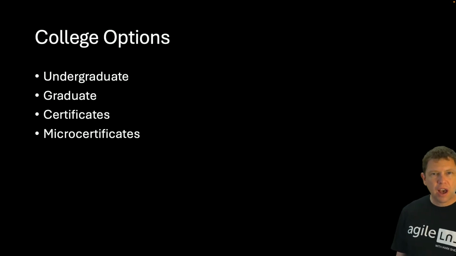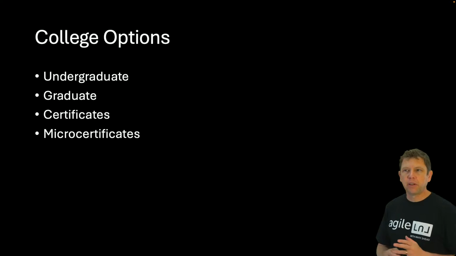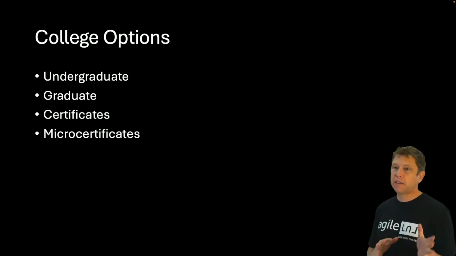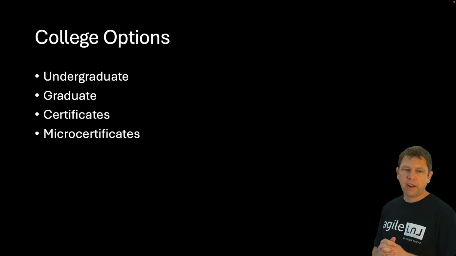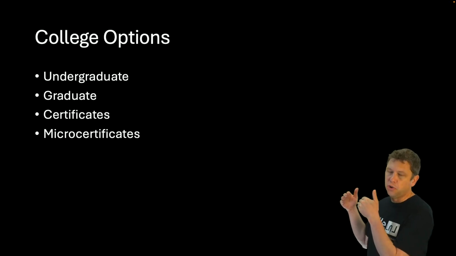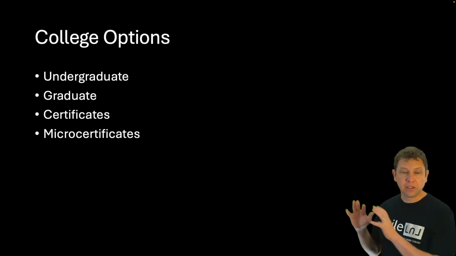Okay, so let's talk about college options here. You've got undergrad, like you're going for your undergrad degree in something like computer science. Graduate degrees can be a great way, even if you studied something different. My undergrad and graduate degrees are in music composition, and then I got a graduate degree in computer science and IT things.